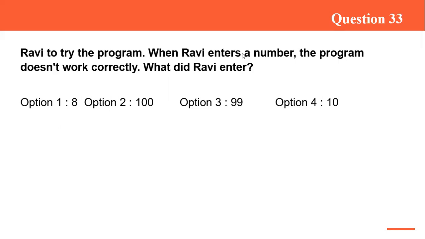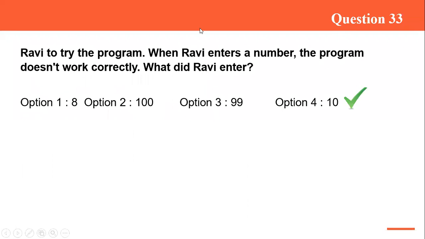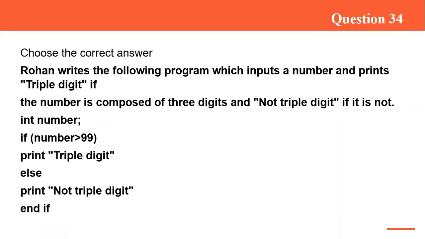Option 4. Everyone got it? Super. Because if 10 is entered, we will not get the right answer, right? Because the condition is what? Is 10 greater than 10? False. If the first one is false, should you check the second one? No need. So directly it will print not a double digit. But 10 is a double digit number, right? That's why the answer is 10. Clear? Got it? For 10, it won't work. For any other number, it works. Cool. Going for the next one.